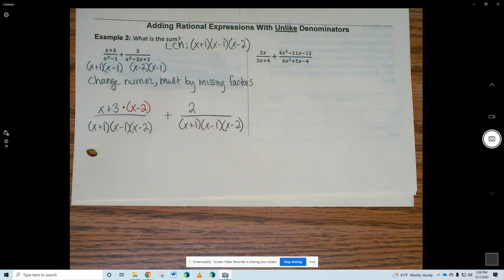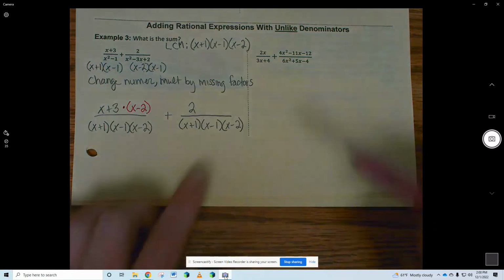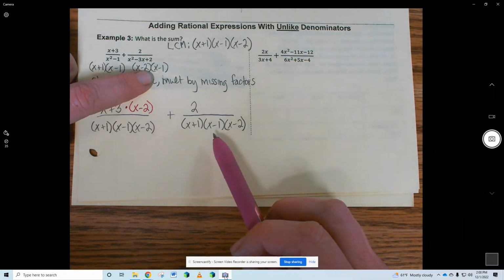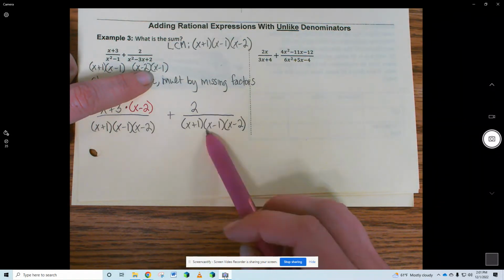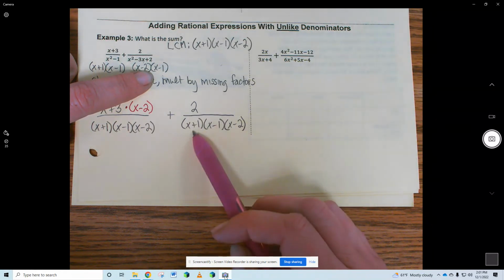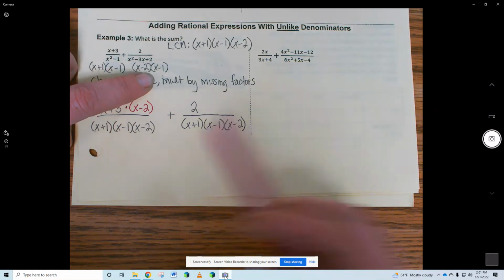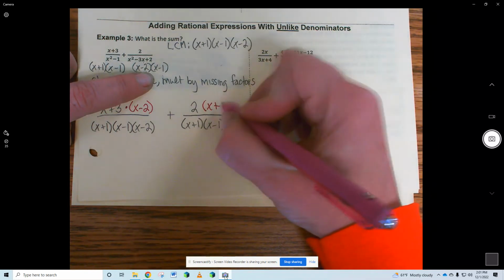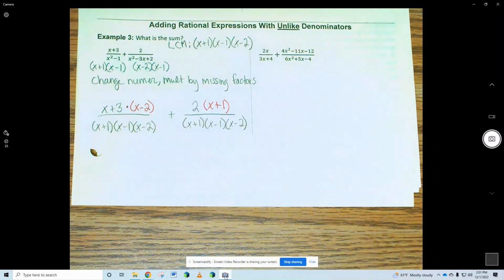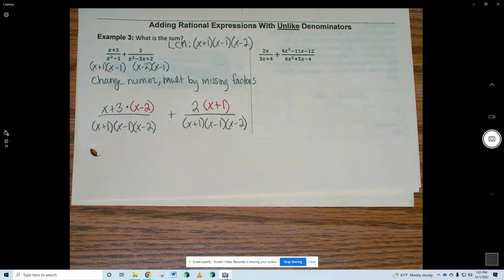The second one, x plus 1, x minus 1, x minus 2. What's missing from previous? Previous just had x minus 2, x minus 1. So what do I need to multiply by? Like this it already had, but it didn't have an x plus 1. Right here, where my finger is, there's no x plus 1. I need to make sure that's included and I multiply the numerator by that x plus 1. Any questions on this so far? When you're quiet, I can't tell whether you get it or whether you're confused.